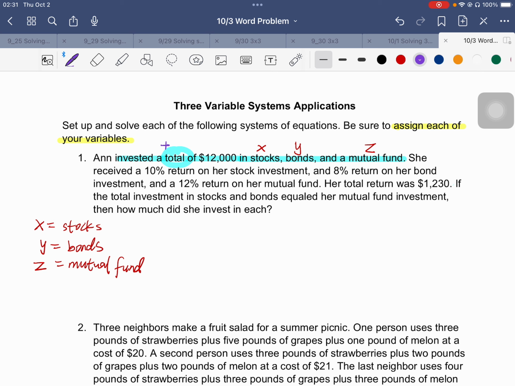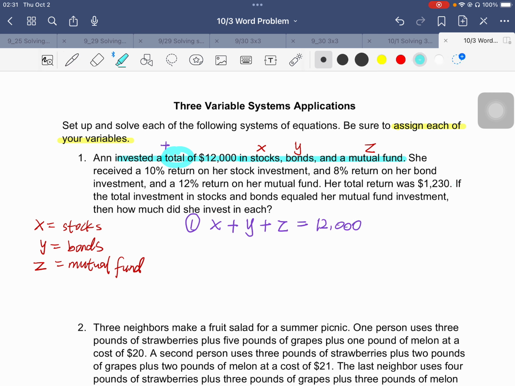The first equation I got is stocks, which is X, you add them up, bonds is Y, plus Z is mutual fund, equal to 12,000. That's my first equation.